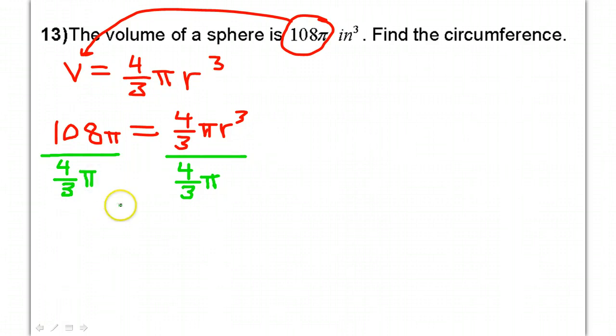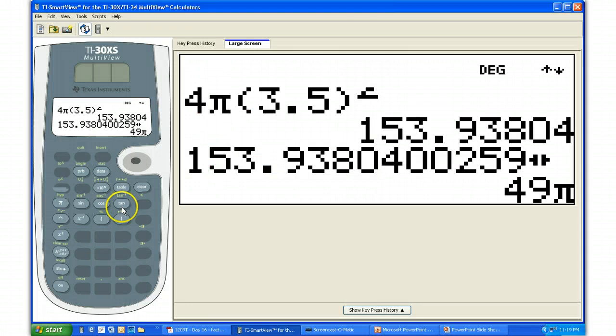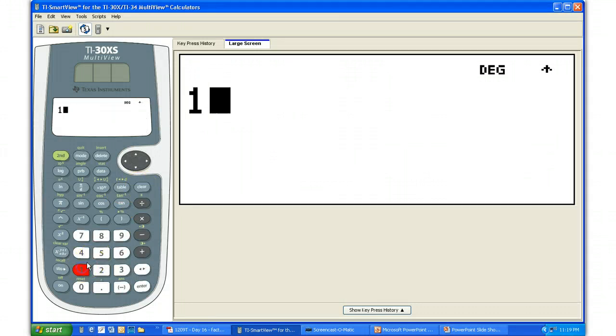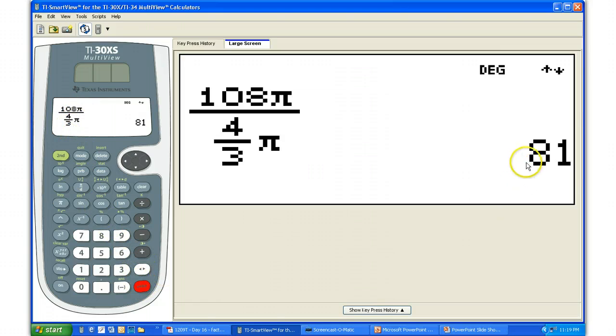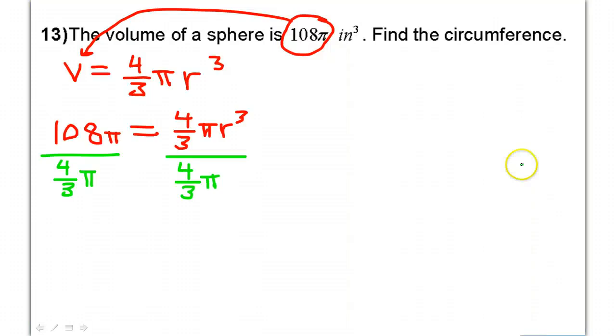Okay, let me show you how this would look in your calculator. Okay, so I had 108 pi. Use my n over d button. Alright, now I need to do 4/3, so I'm going to use my n over d button again. 4/3 pi. So I have 108 pi divided by 4/3 pi. That gives me 81. Okay, so that gives me r to the third power. So that means r to the third power is 81.